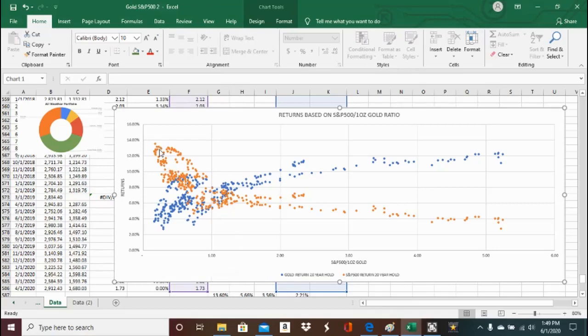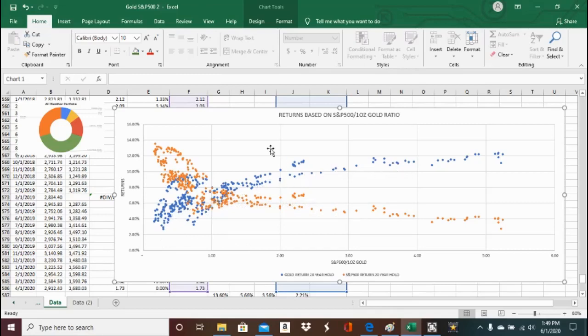Reflected in the orange dots right here are the returns over time in relationship to the S&P as a multiple of 1 ounce of gold. Notice how the trend is pretty tight, the residuals are fairly tight, and it tends to increase exponentially once you get below about 1. Conversely, the ratio of gold is an inverse relationship to the S&P 500.